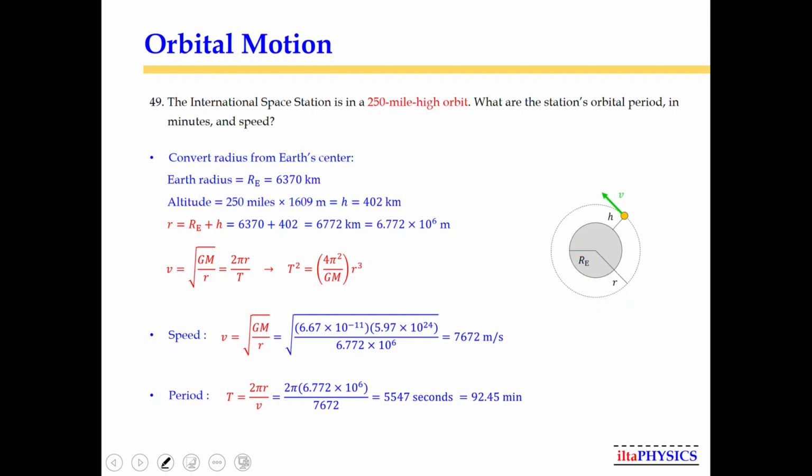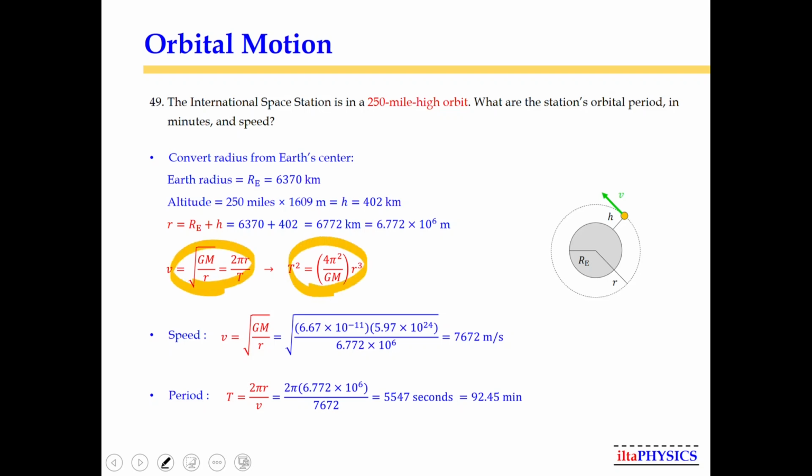The radius of Earth is 6,370 kilometers, and the altitude of the satellite is 402 kilometers. Converting the 250 miles given in the problem into kilometers gives us 402 kilometers. Adding these two values together gives us the radius of the satellite's circular motion, which is 6,772 kilometers. If we convert this into meters, it becomes 6,772,000 meters.